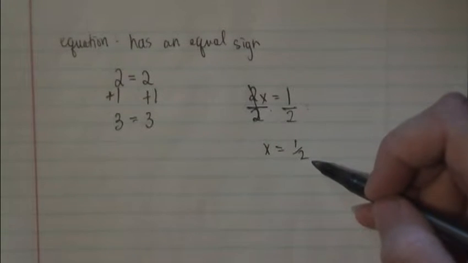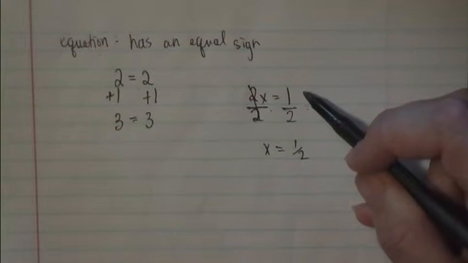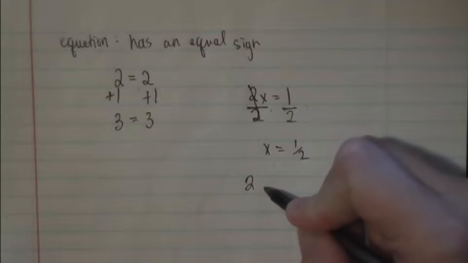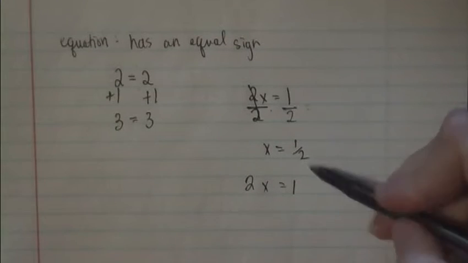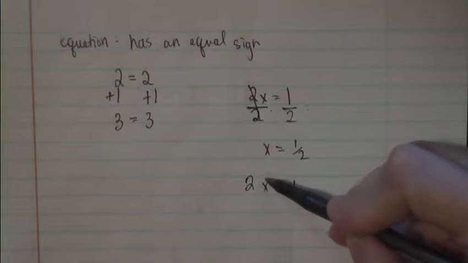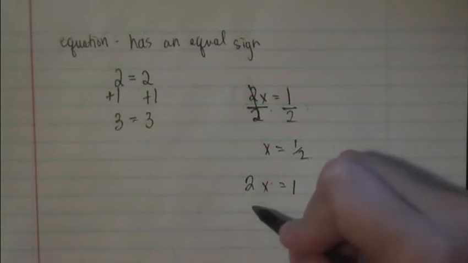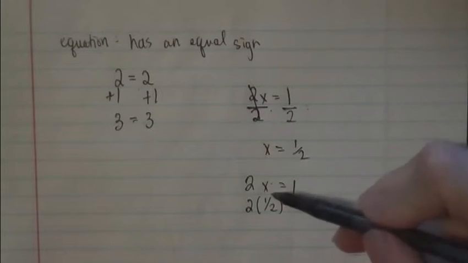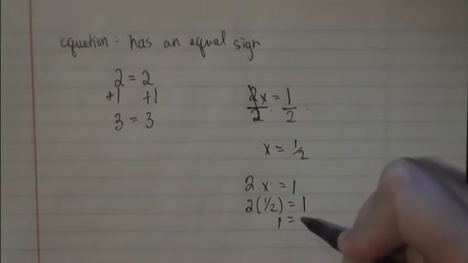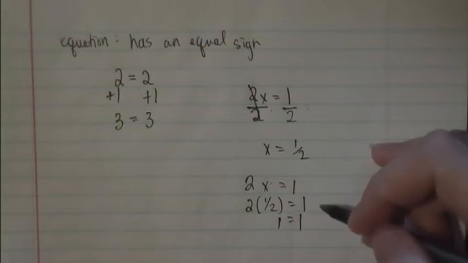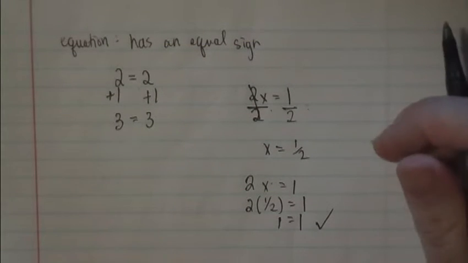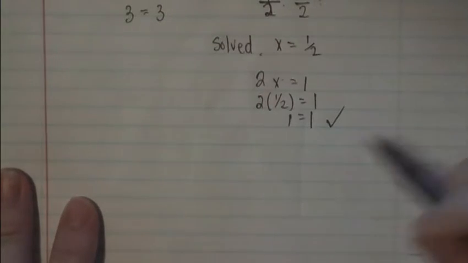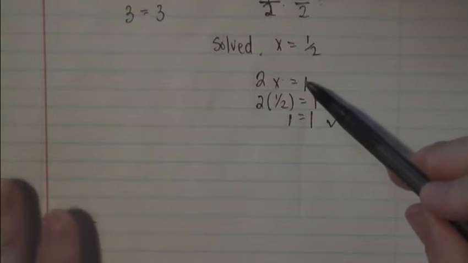And we can check our solution by going back to the original equation and making sure it results in a true statement. Well, our original equation was 2x equals 1. If we substitute this 1/2 in where the x was, we would say 2 times 1/2 equals 1. Well, 2 times 1/2 is 1. That does equal 1. So we have a true statement, and so that means our answer was the correct answer. Here we solved the equation. We figured out what x was.